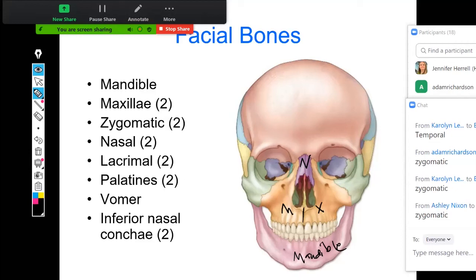The other bones, if you look in the nose, you can see there's the perpendicular plate of the ethmoid. That's that back of the nose bone. This little guy, let me erase that. Maybe I'll make it yellow here. This bottom bone right here.